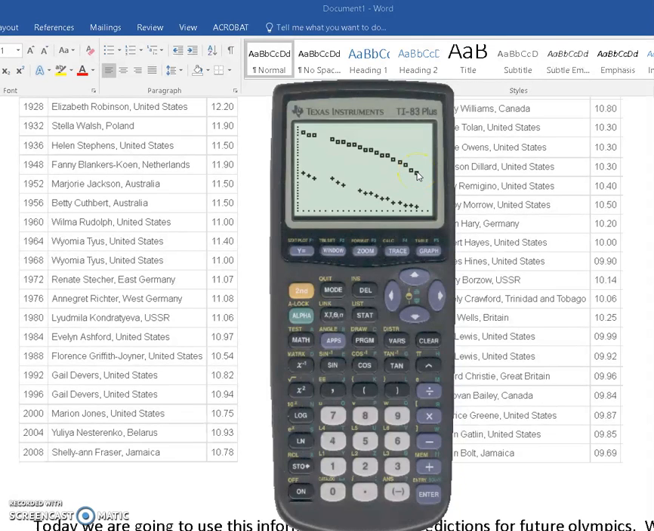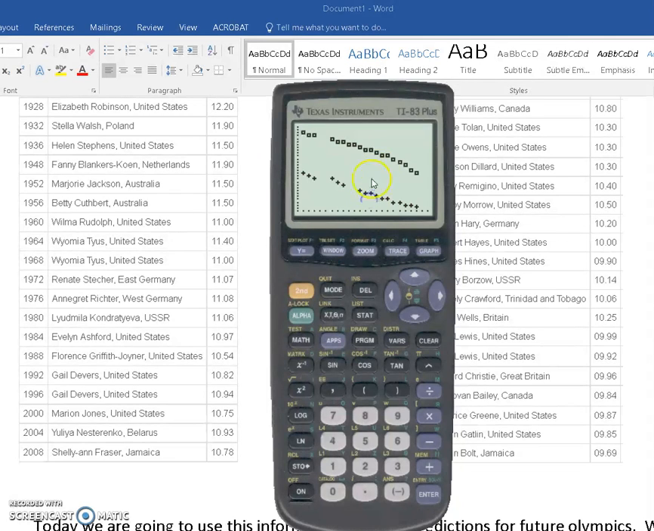And so what we want to do now is come up with a line of best fit for both the guys and the girls. And here's how we do that. And again, my line of best fit is going to be different than yours because you have the actual data in your calculator and mine is just made up.